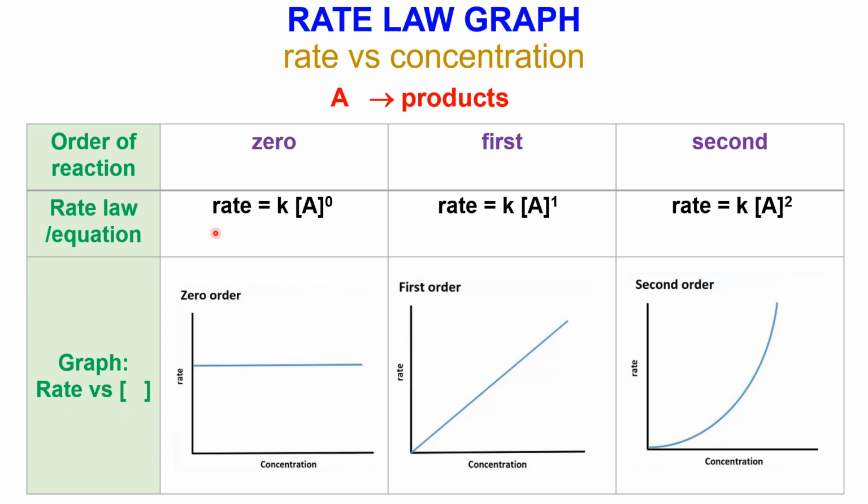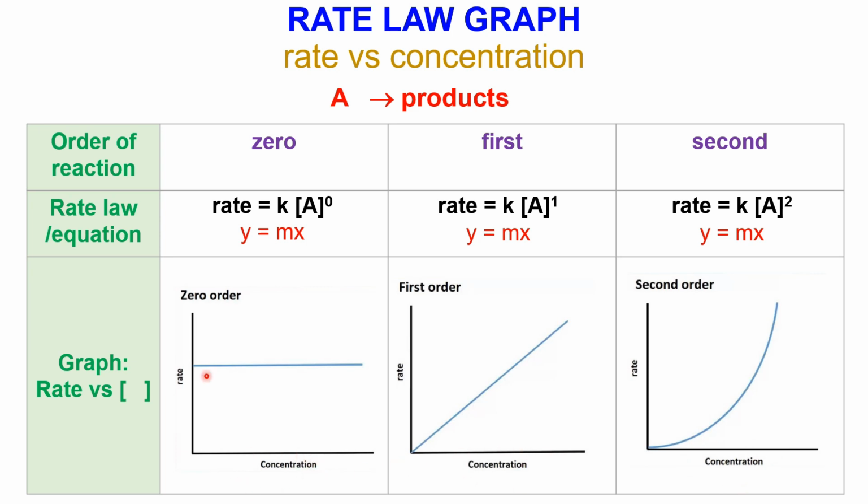This is because if we put y equals mx for each of the rate laws here, we can see all the y-axis is rate. So that's why the y-axis here is rate. And all the x is the concentration of A. That's why we can see here, the x-axis is always concentration.